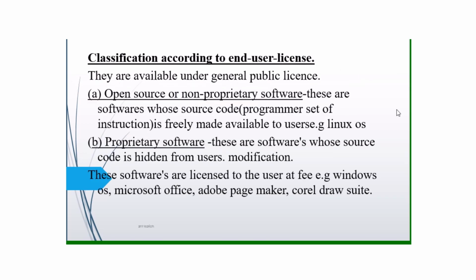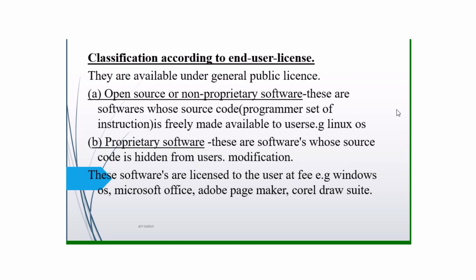Classification according to the end user license, we say they are available under general public license, and in this case we have open source or non-proprietary software. These are software whose source code, or the program set of instructions, is freely made available to the user. An example is the Linux operating system, where you can get the software and the programming codes for you to be able to make adjustments where applicable.